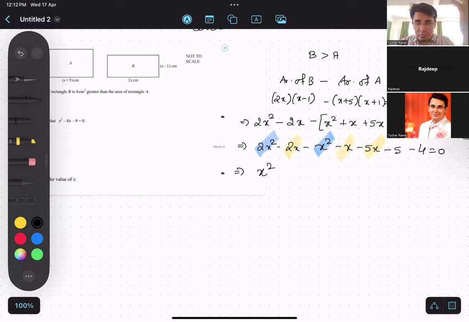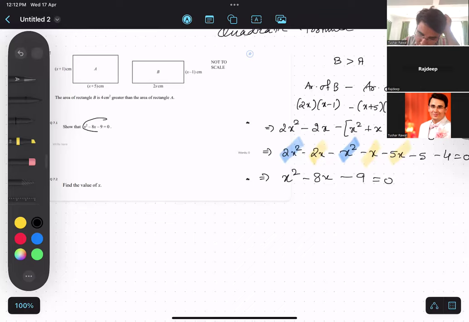Eight. So all are negative, so it is just addition. 5, 6, 7, 8. So minus 8. Minus x minus 9. So can you see this beautiful answer is here?